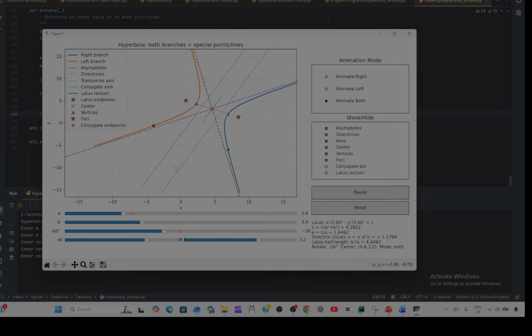Okay, I think that's long enough. I hope that you can learn the hyperbola well. All right, so you understand what exactly is behind the hyperbola and all the special properties.